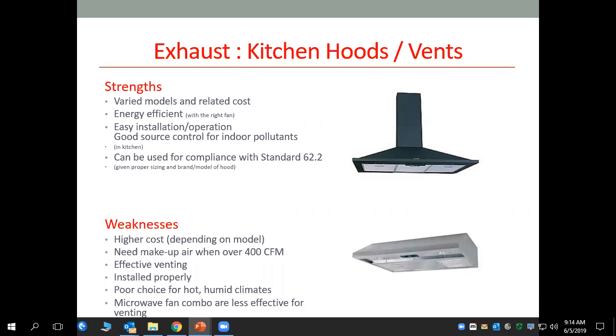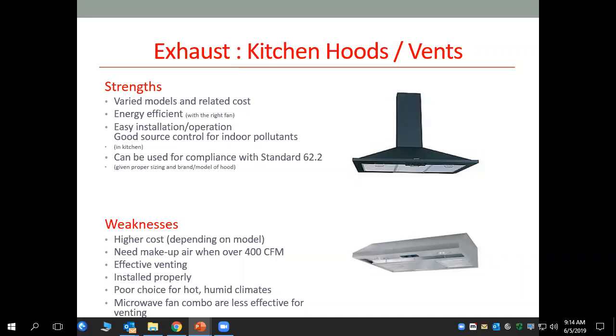Kitchen hoods, exhaust hood vent strengths: varied models and related cost, energy efficient with the right fan, easy installation and operation, good source control for indoor pollutants in the kitchen, and can be used for compliance with standard 62.2, given the proper size and brand model of the hood that's designed to meet ASHRAE 62.2, which Air King actually has a really good one that does that, who I know real well.